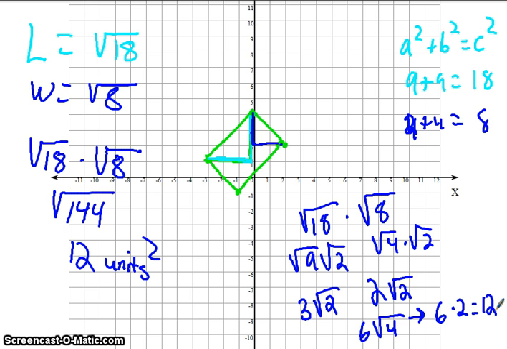Square root of 18 is the square root of 9 times the square root of 2. The square root of 9 is a square, so that's 3 times the square root of 2, times the square root of 8, which is the square root of 4 times the square root of 2, which becomes 2 times the square root of 2. Then we combine the stuff that we can combine. 3 times 2 is 6, and the square root of 2 times the square root of 2 is 2, which makes 12. Okay, lots of steps, but they're doable steps, right? All right, so that's how you can do it on a grid.